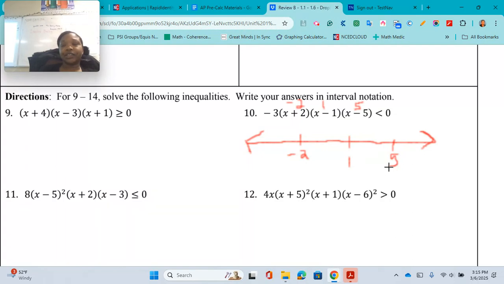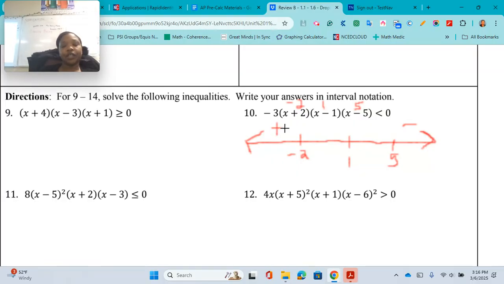What degree is this? 3. So that is odd. So that tells me what about the end behavior? Opposite. Leading coefficient, we have to include that -3. So that -3 times a positive is a negative, times a positive is a negative, times a positive is a negative. So the leading coefficient is negative. So on the right side, it's going down. And on the left side is going up.